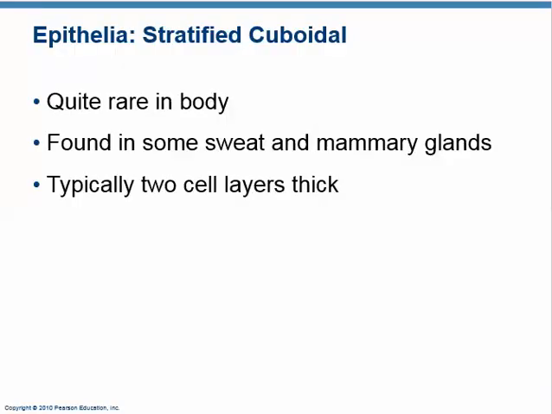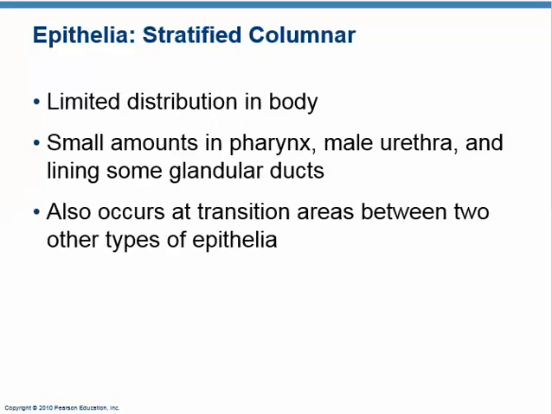There are stratified cuboidal. In mammary glands, some sweat glands have it. It's not very common. It doesn't end up with multiple layers. It's usually 2 layers. And its job would be mainly one of secretion. So it would be glandular secretion. And then the stratified columnar epithelium is even more limited.